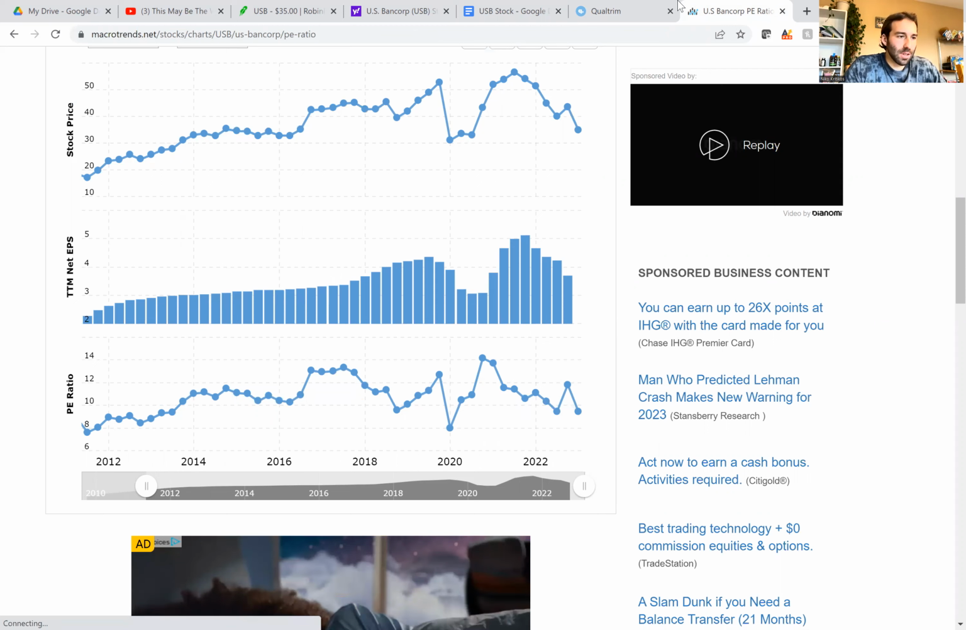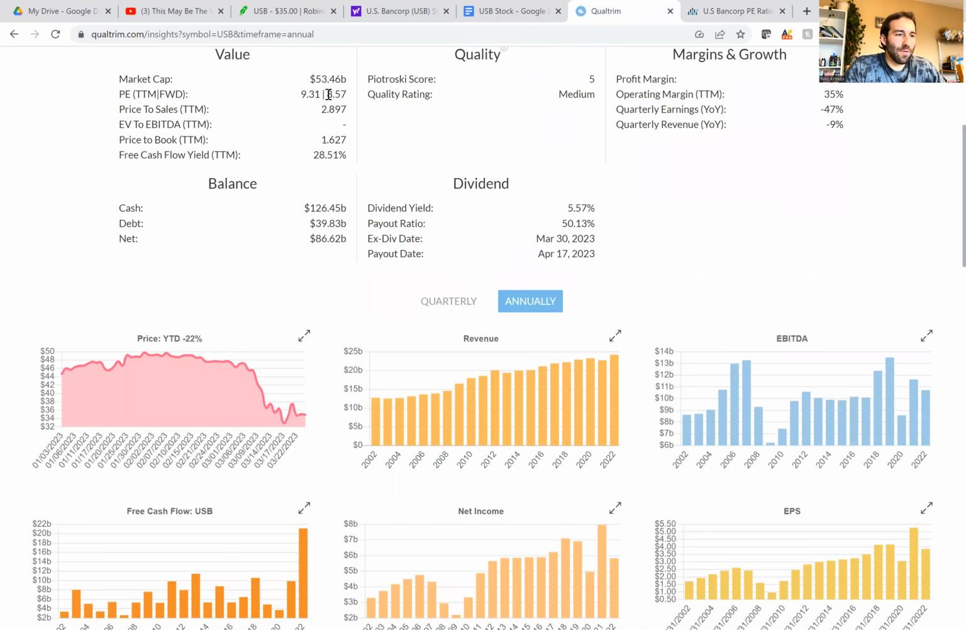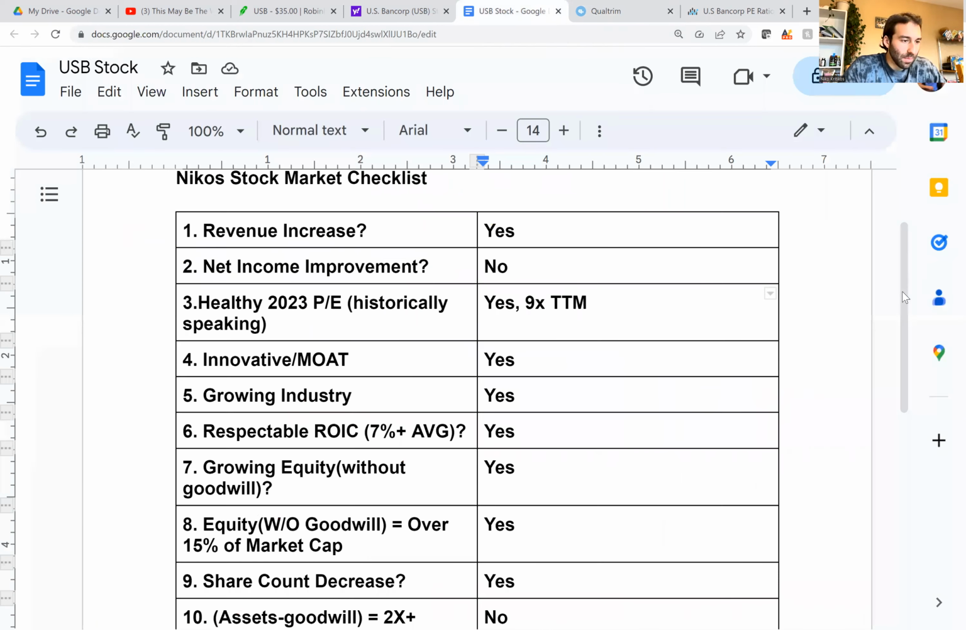Let's see what Qualtrics says. Qualtrics says, yeah, about an 8.5. So I would definitely consider that healthy. It's definitely not overvalued, and it's sitting below its normal price to earnings ratio. So we're going to give that a check as well.